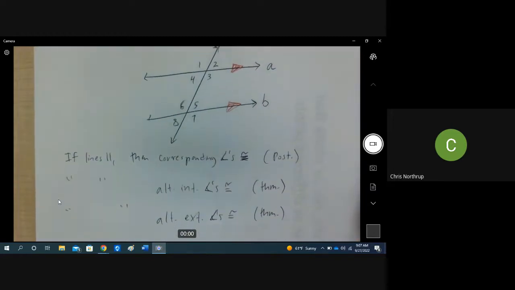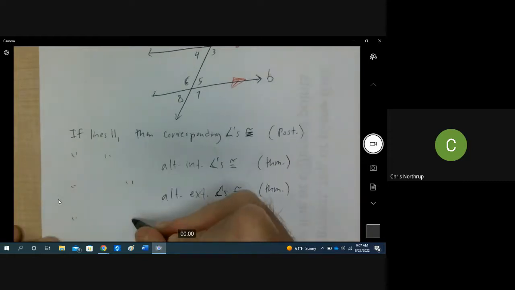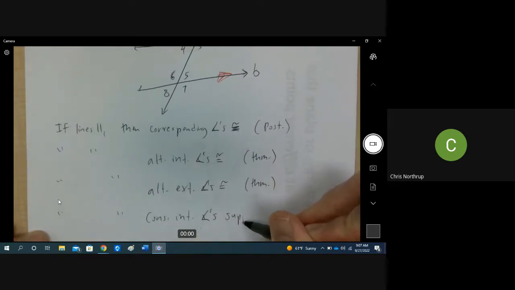And then the last theorem has to do with your consecutive interior. So supposing you have parallel lines, your consecutive interior angles, you might guess congruent, but actually these are supplementary. And that is, again, a theorem.